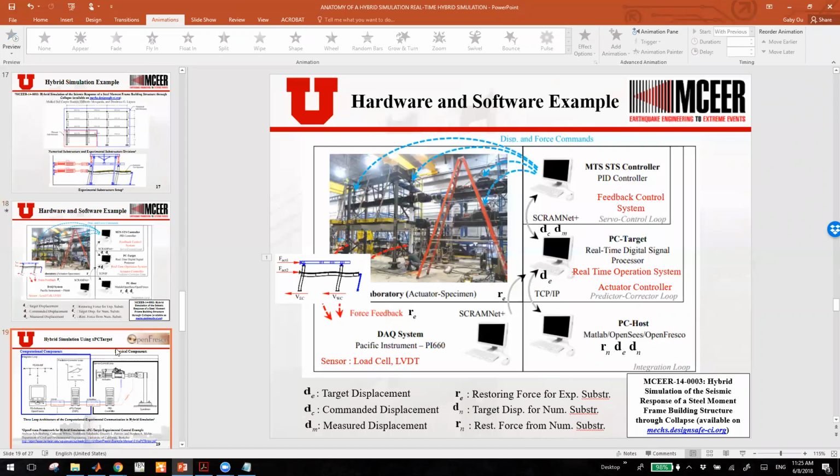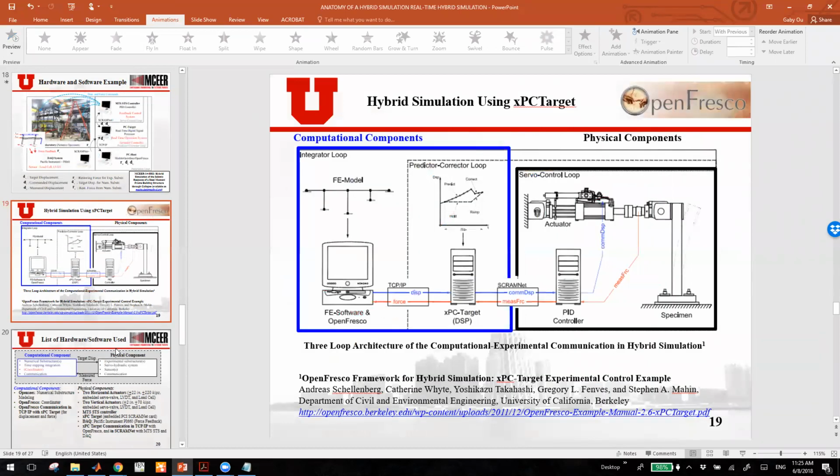And you can find that information on the OpenFresco website. OpenFresco is the coordinator they used and is developed by Berkeley. So it is basically capable of communicating with different software, including MATLAB, OpenSees, and other simulation platforms, and also it can communicate with different hardware through digital analog signal conversion, through ScramNet and through TCP/IP.